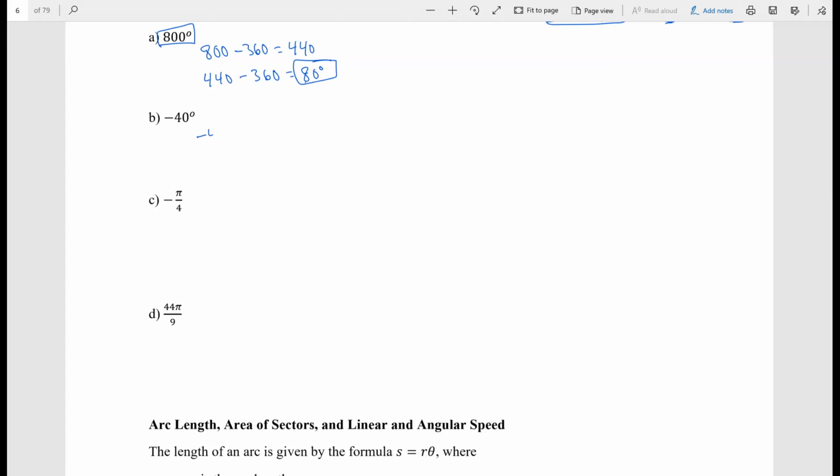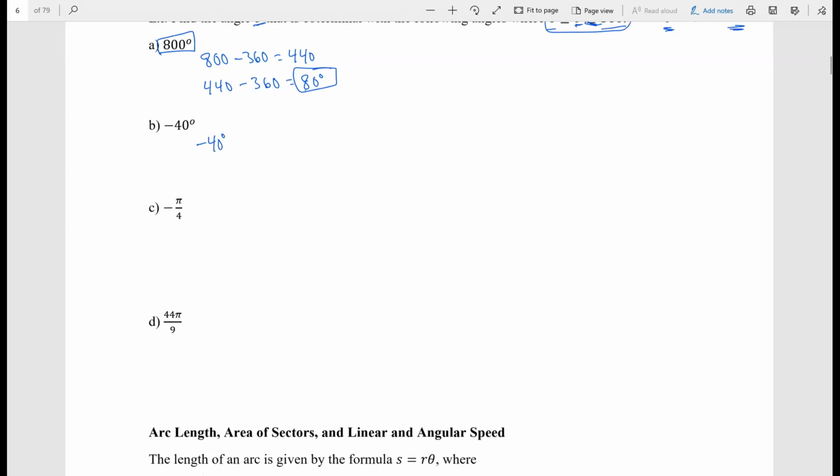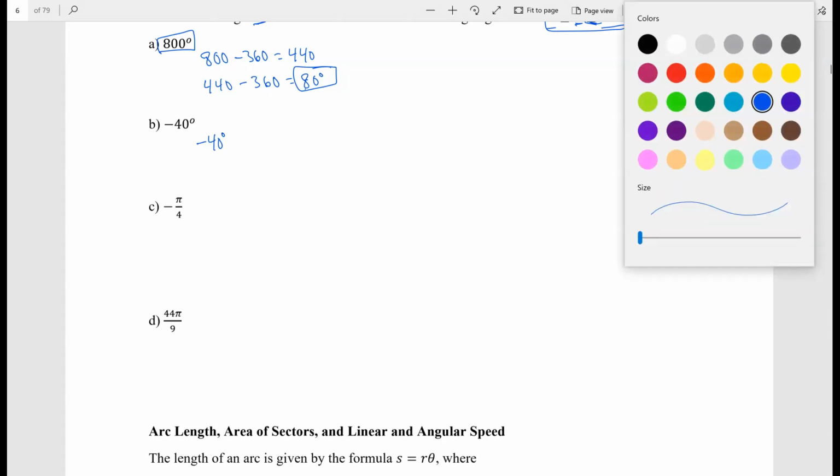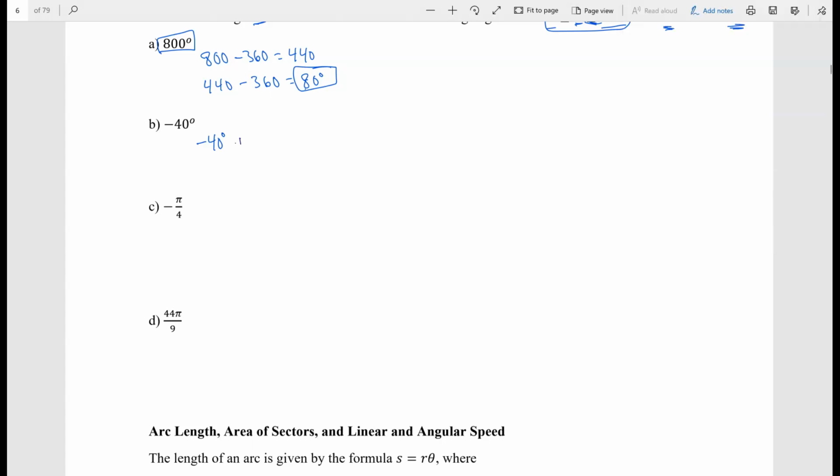Okay, so negative 40 degrees clearly is not between 0 and 360. So in this case, because we have a negative angle, it would make sense to add 360 degrees to it, because if we subtract it, we're just going to get a bigger negative number. Negative 40 plus 360 is going to give me 320. Is 320 between those two numbers? Yes, it is. So 320 degrees is my answer.